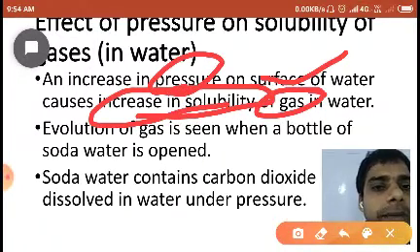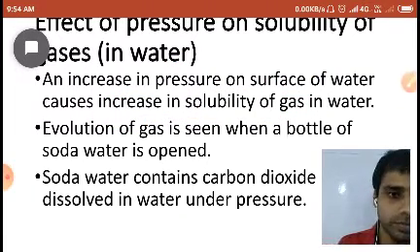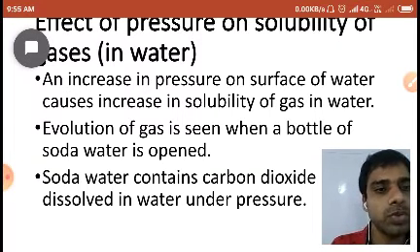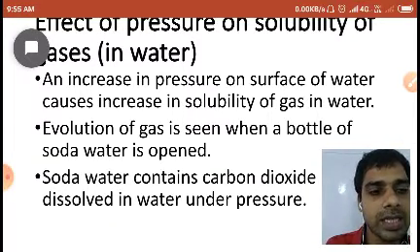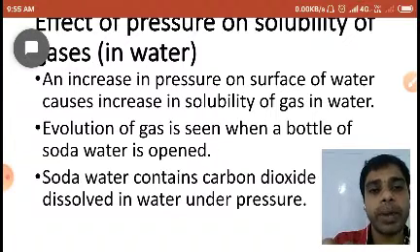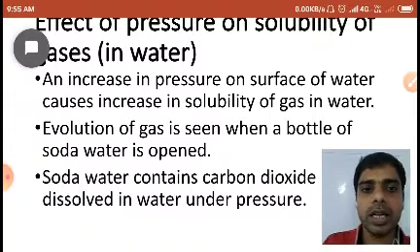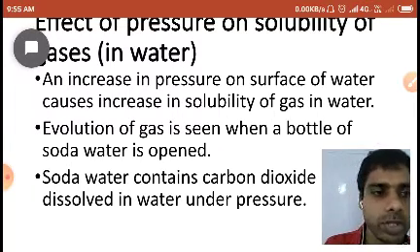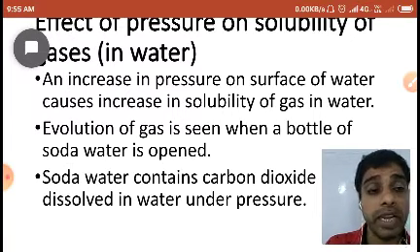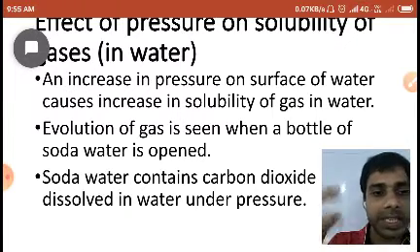You can see this when you open a soda bottle. When you open a soda bottle, you will see that suddenly some fizz comes out. Why is it so? Because you have opened the bottle, meaning you have reduced the pressure, and carbon dioxide will come out of the bottle when you reduce the pressure. And as soon as you apply pressure by closing the cap of that soda bottle, the pressure increases, so carbon dioxide is present in that one.